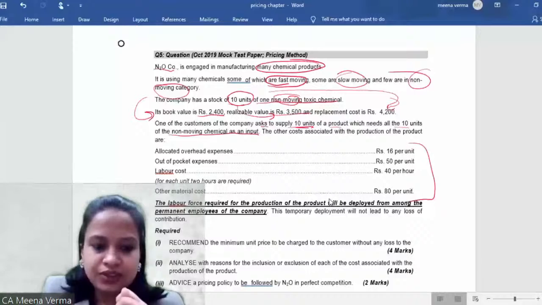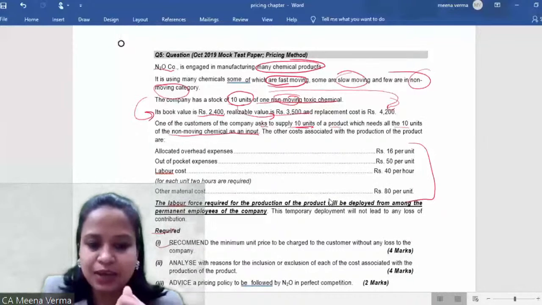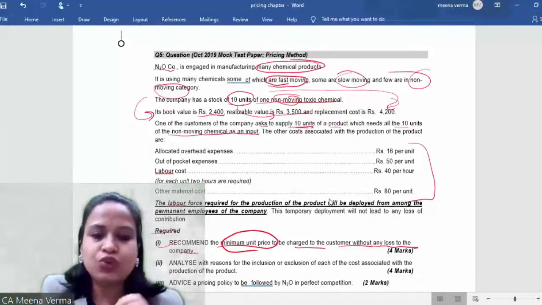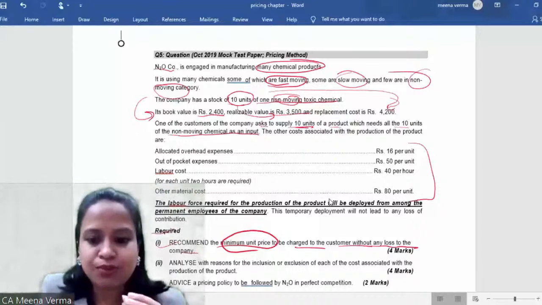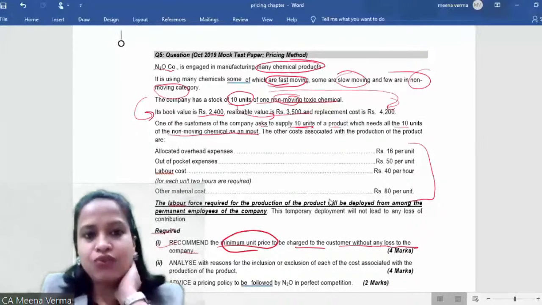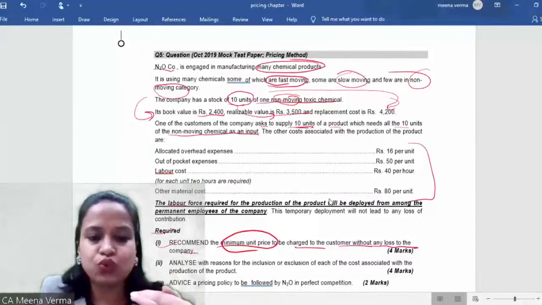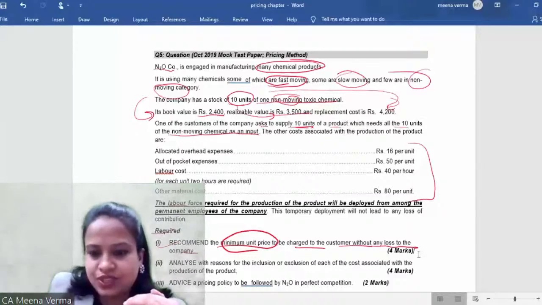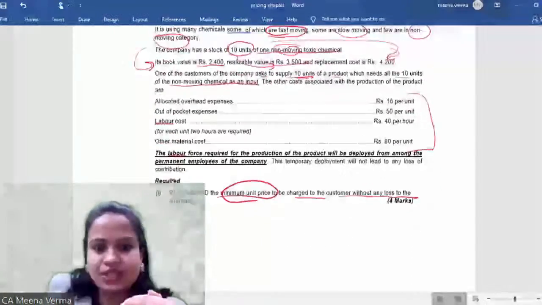And what is the requirement of the question? Recommend the minimum unit price to be charged to the customer without any loss to the company. See, they're asking you to charge the minimum price, what the minimum price the organization should charge from the customer. Now for that you need to consider the costs which you should consider for finding it. So you will consider the material cost.